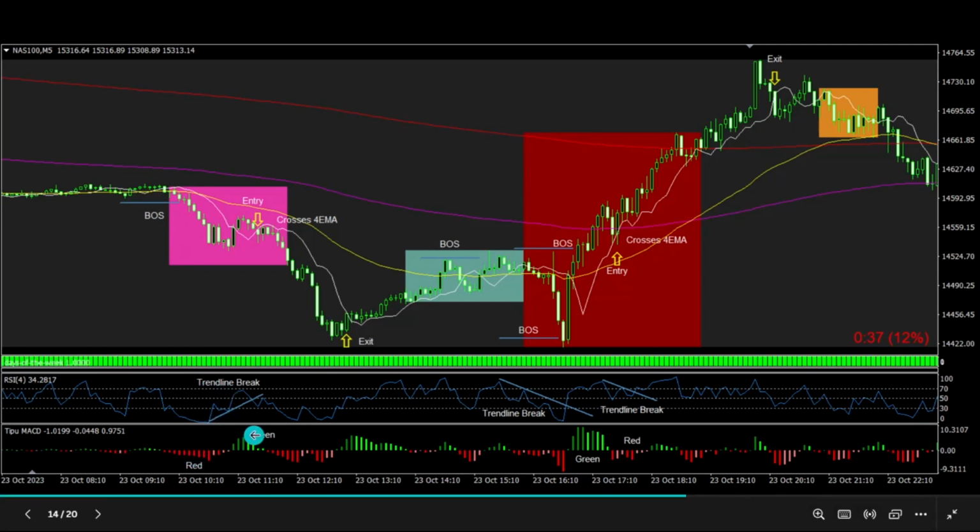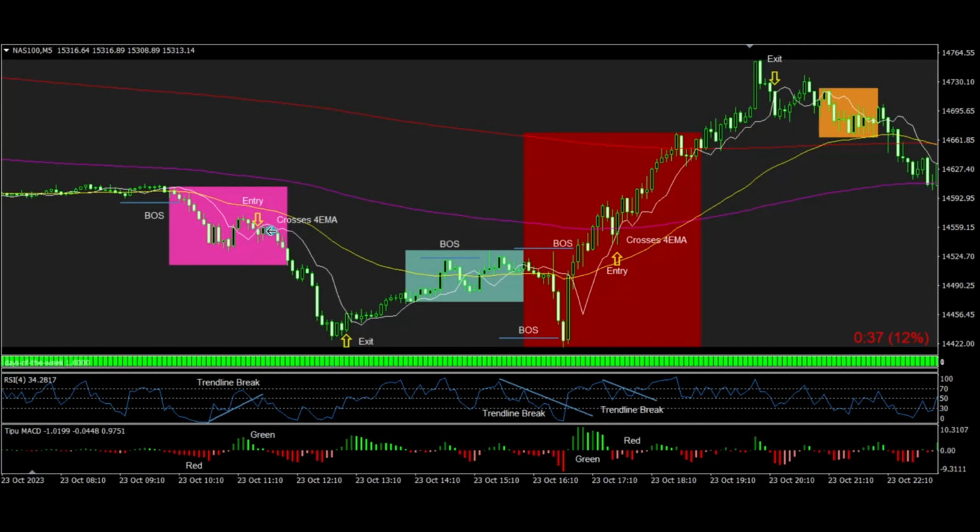There's a retracement with the green histogram. Then price crosses the 4 EMA. That's our entry. Then price continues down and does not even touch the 4 EMA until here. We can exit at 2-to-1, or we can just wait for price to come back to the 4 EMA.